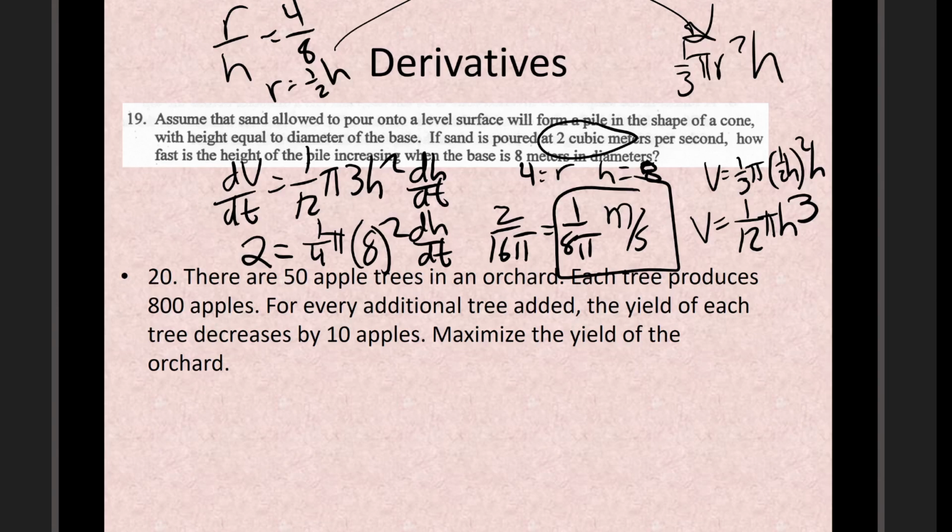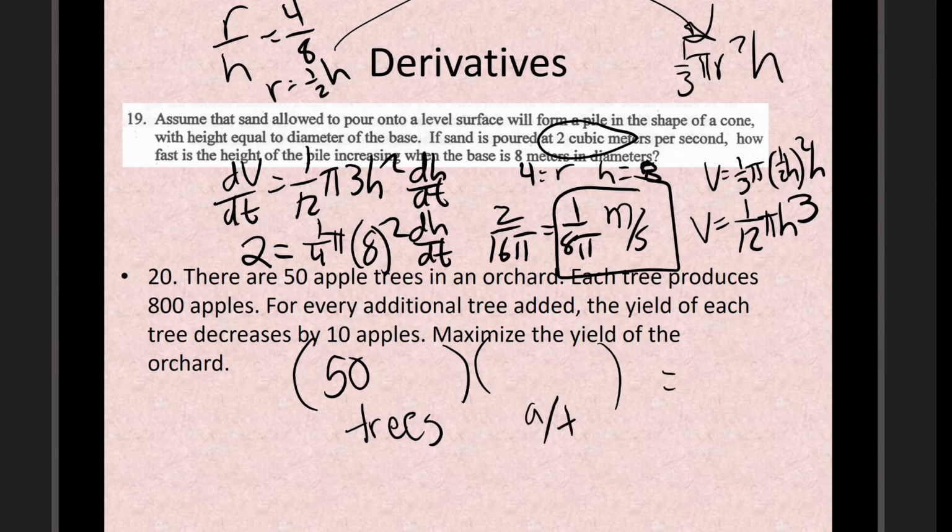Okay, next one. There are 50 apple trees in an orchard. So 50 is part of my equation. Now, I know from doing a million of these that we're going to have the number of trees times the apples per tree, and that equals the total number of apples. Like A over T times T is A, and the yield is the number of apples. So every time I add a tree, I decrease my number of apples, which starts at 800, by 10. And so this is our equation.